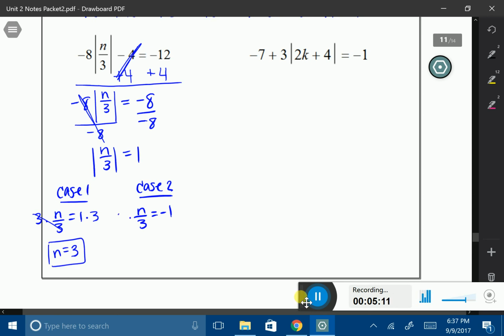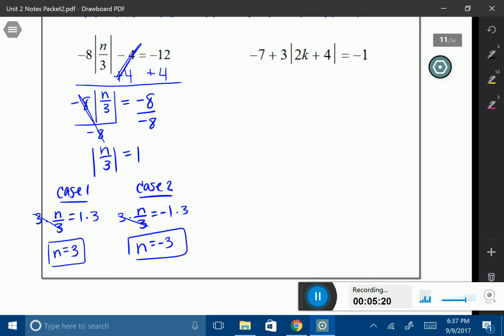And I'm going to multiply both sides by 3 over on this side too. So the two numbers that I could use in this absolute value equation are 3 and negative 3.